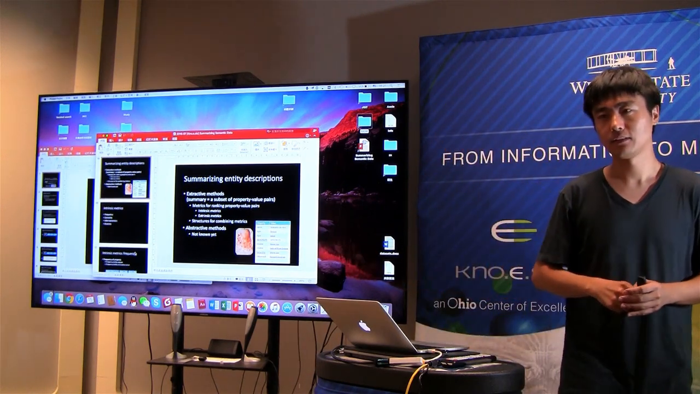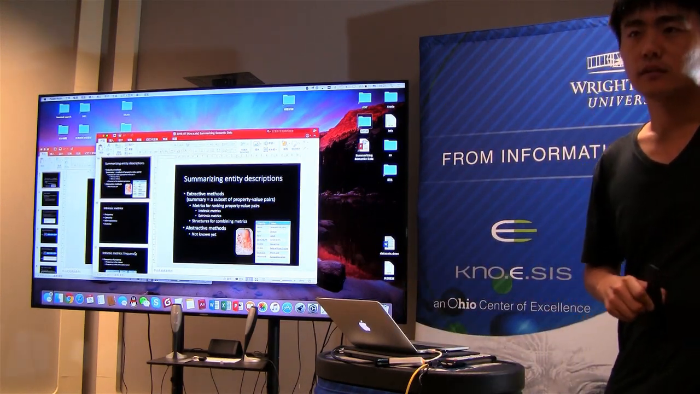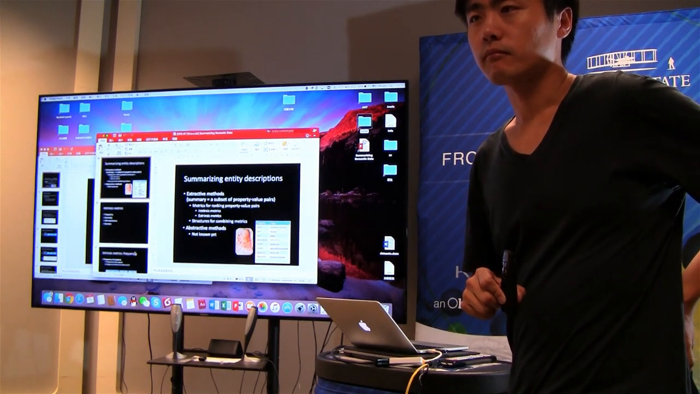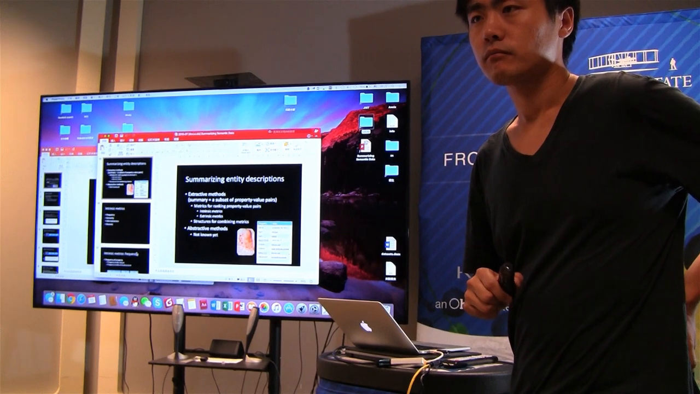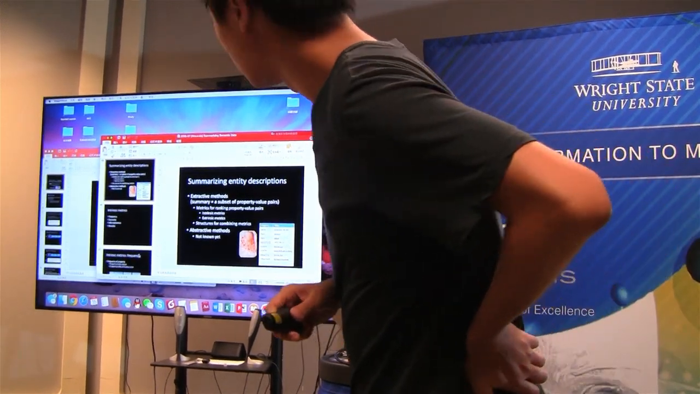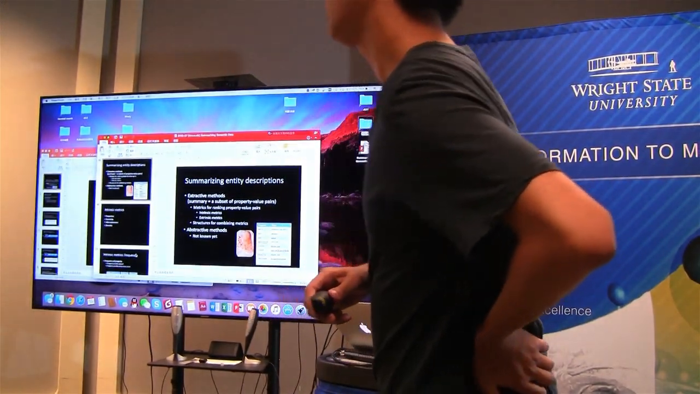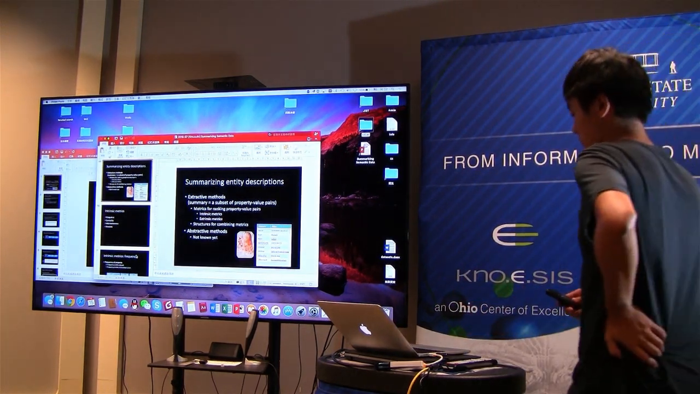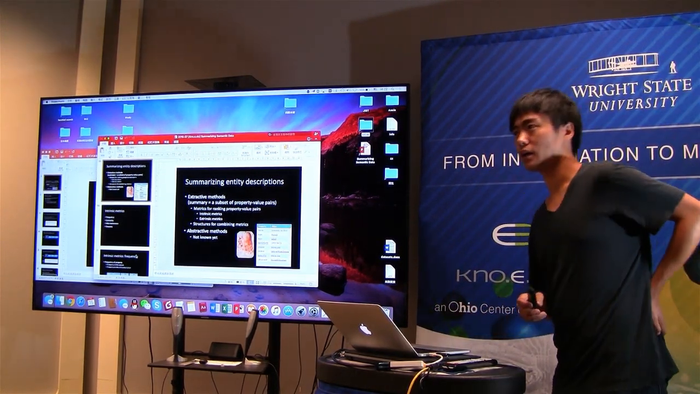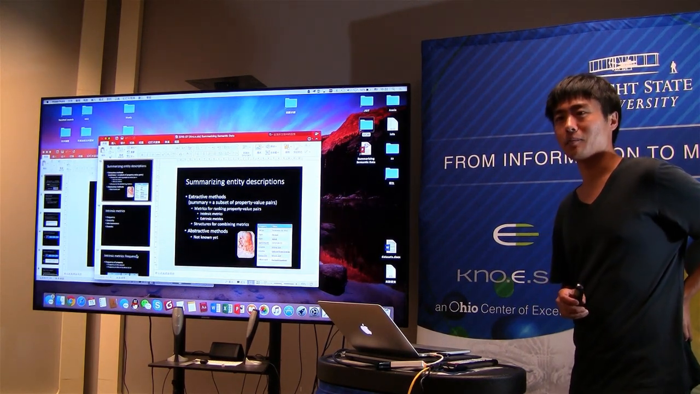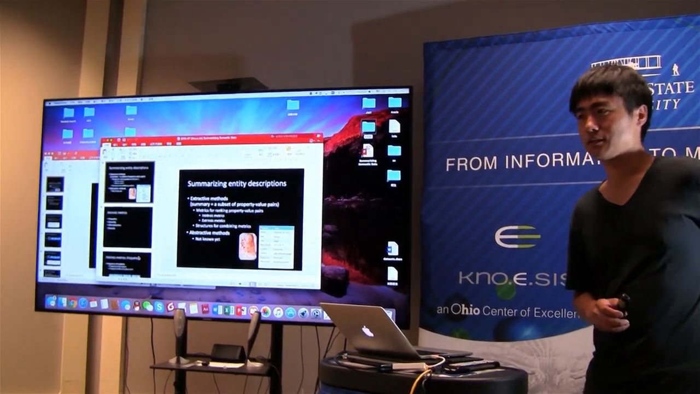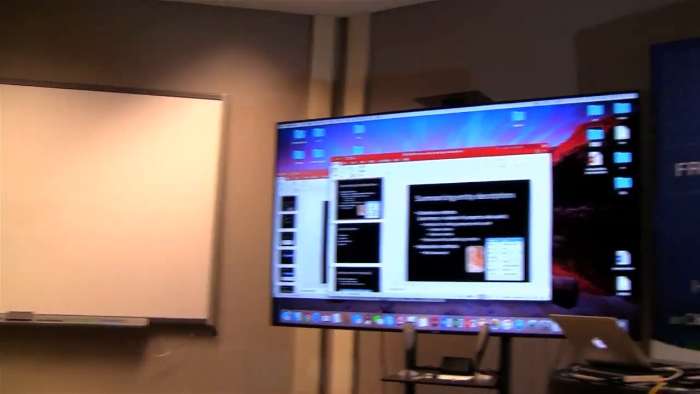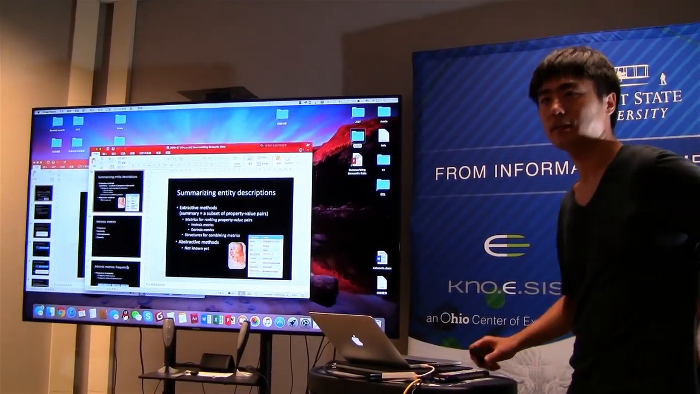So the work you do on entity summarization will apply also for text summarization? Sorry? The work you do for entity summarization will work for text summarization? No. It's just specific. Yeah, I think text summarization kind of closed the field, maybe. I think there's a lot more material. Yeah, it's already very developed, so there's not too much to do in that field.